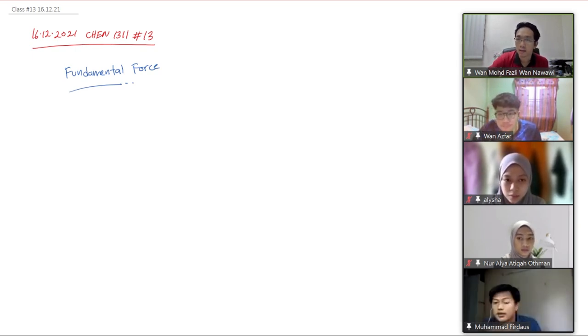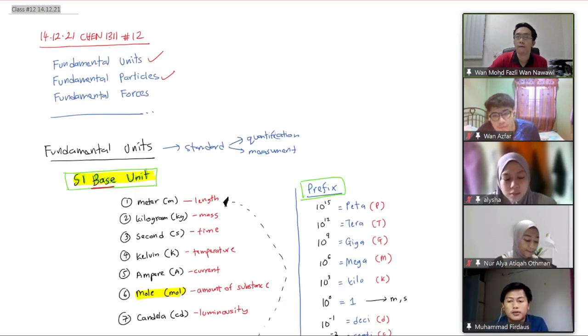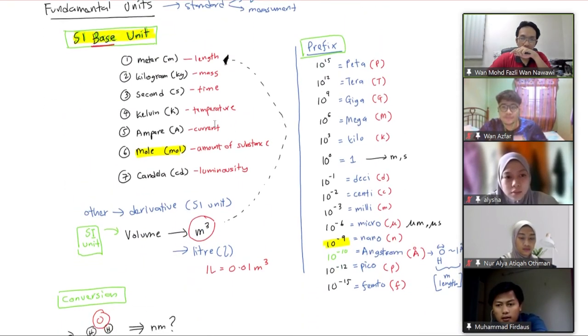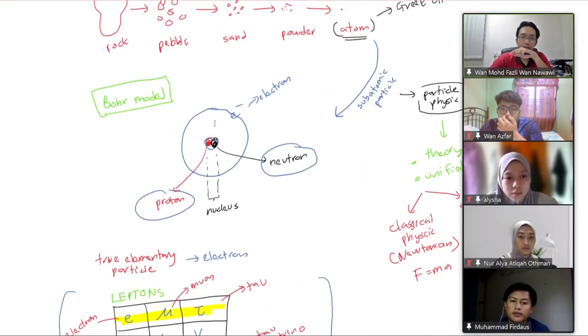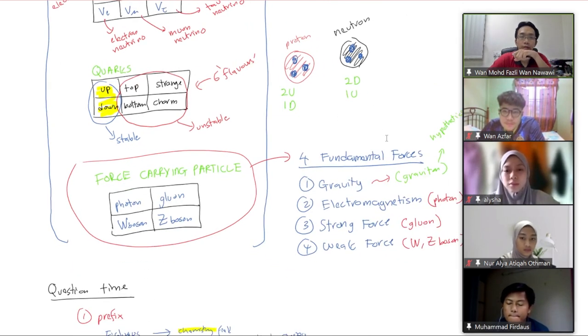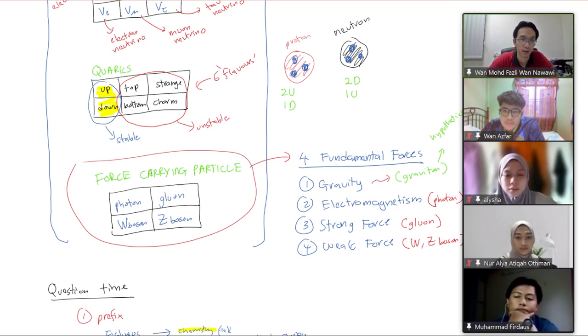Okay, in the last class, we talked about fundamental units, fundamental particles, and fundamental forces. So we stopped at what we call fundamental force. There are four fundamental forces, which are gravity, electromagnetism, strong force, and weak force. And the force carrying particles are the photon, gluon, and boson.